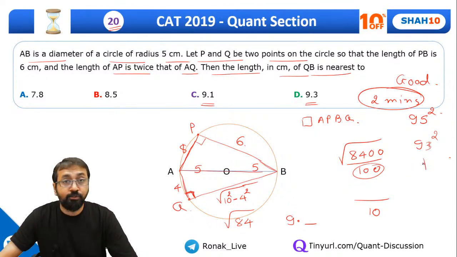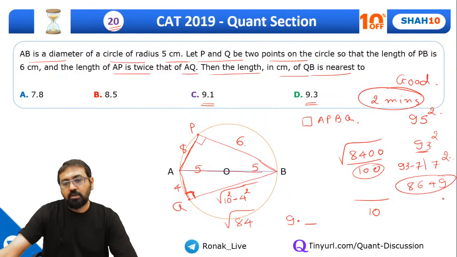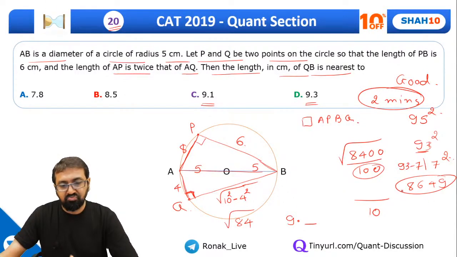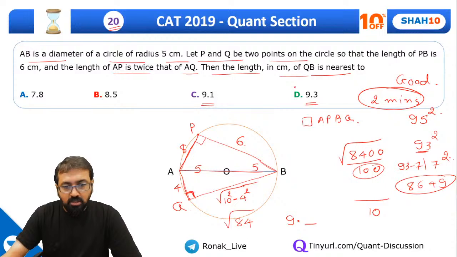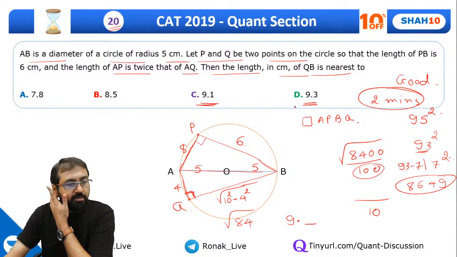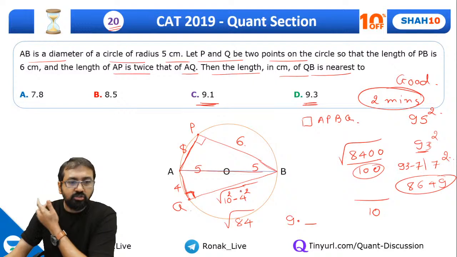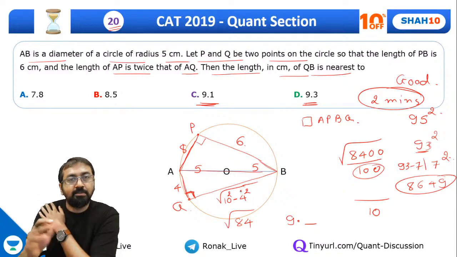So 93 square, if you remember that base 100 method, left side 93 minus 7, because the number is 7 less than 100, and this will be 7 square. So this will come out to be 8649. So this is also too much. I don't know. The length of QB can be either 9.1 or 9.3. Normally they will not ask you this question because this is coming to be an irrational number, right? So skip this question, guys.